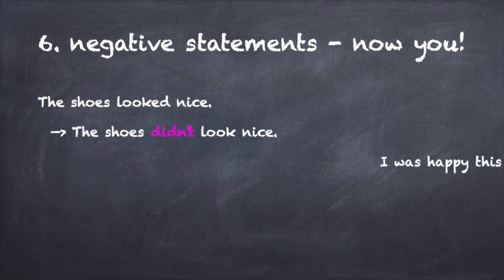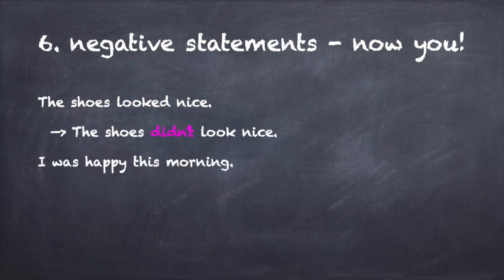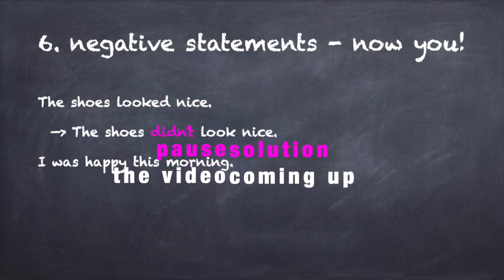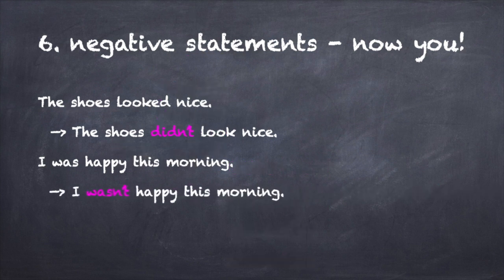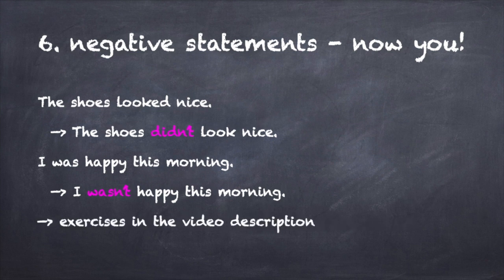The next one is I was happy this morning. Try to negate this sentence. Pause the video, write down your answer, and here's the solution. I wasn't happy this morning. Also hier war ja was das Hauptverb, also darf man da kein didn't reinfügen, ne? Da wird das Hauptverb, das was wird dann in dem Fall verneint. Again, you can find exercises about this in the video description just for negative statements.